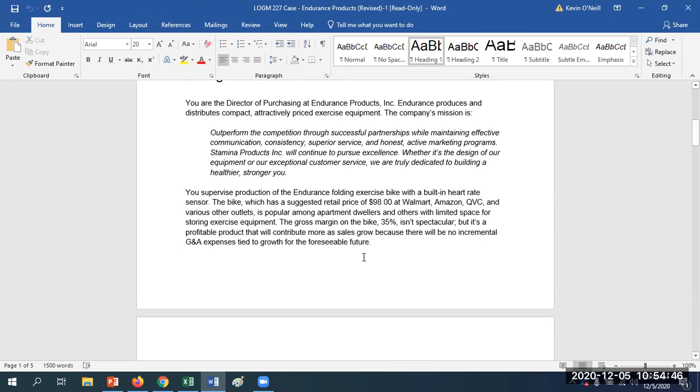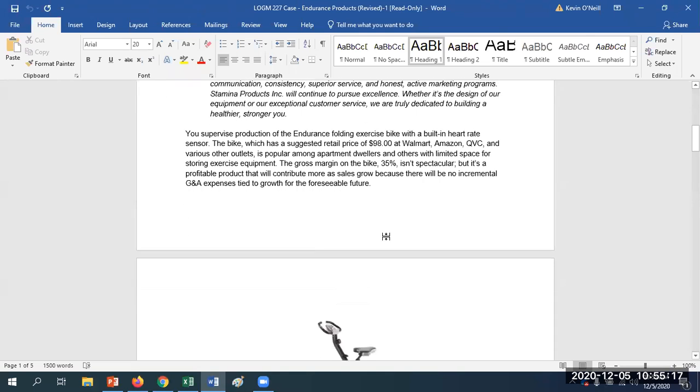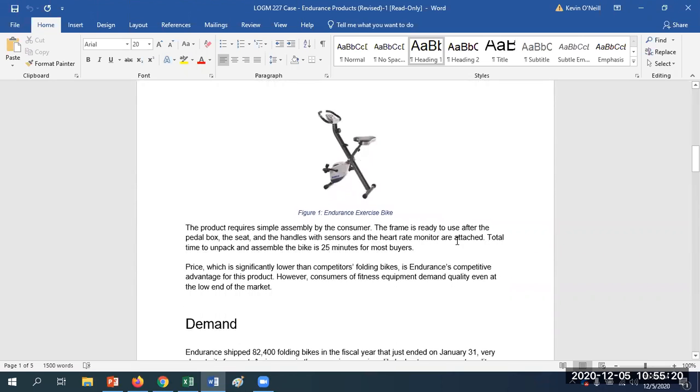Now the background of the case is this: you're the director of purchasing at Endurance Products, and we have the company's mission here, and you can read that. But you also supervise production of the Endurance folding exercise bike with a built-in heart rate sensor. The bike has a suggested retail price of $98 on Amazon, QVC, and other various outlets. It's popular among apartment dwellers and others with very, very limited space for storing equipment. Gross margin on this is 35%, which is not spectacular, but it's a profitable product and it will contribute more as sales grow. Okay, so this is what it looks like.